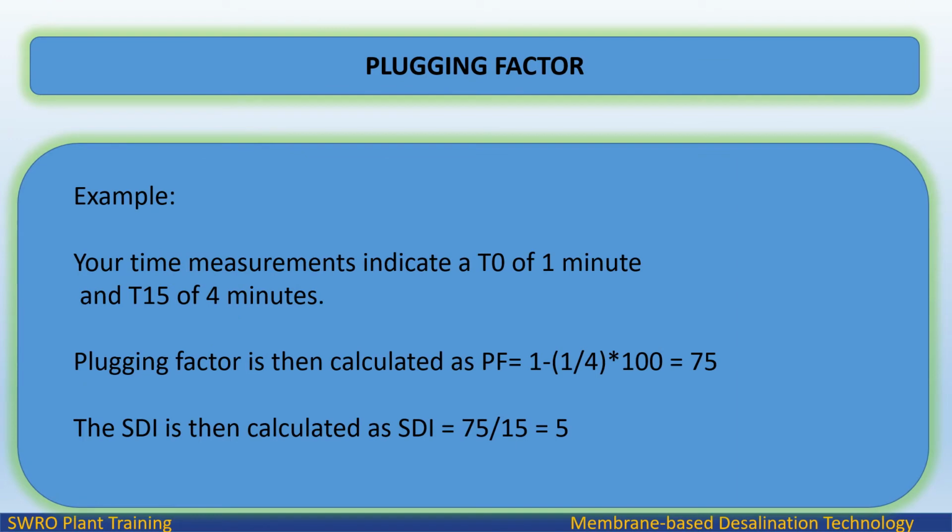Example: your time measurements indicate a T0 of 1 minute and T15 of 4 minutes. The plugging factor is then calculated as PF = (1 - 1/4) x 100 = 75. The SDI is then calculated as SDI = 75/15 = 5.